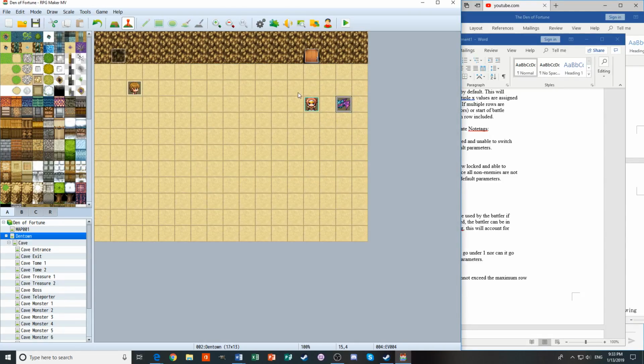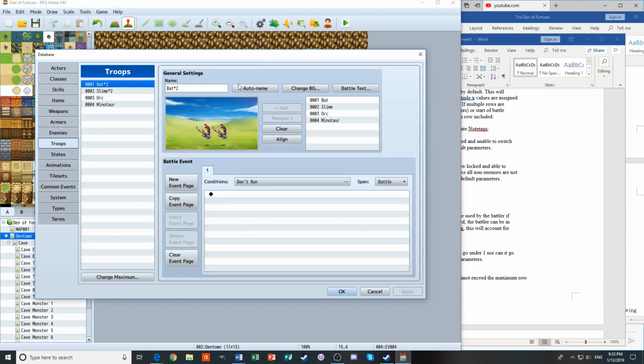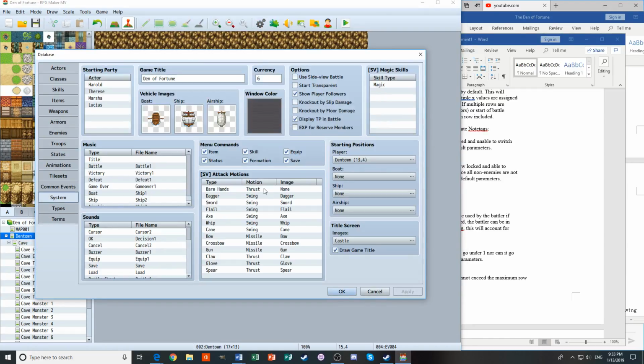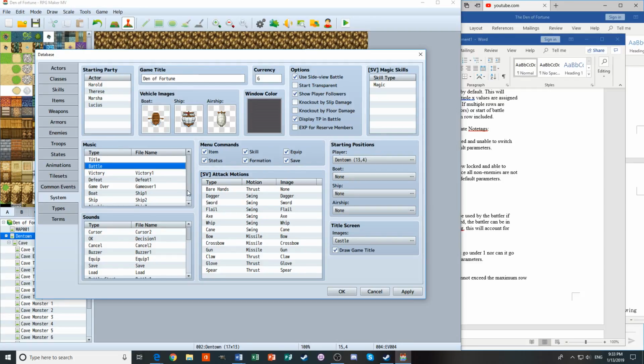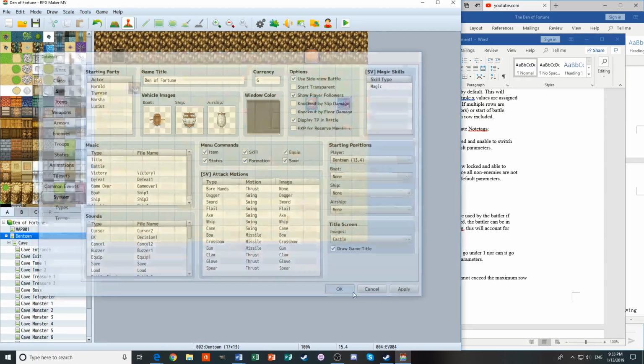Okay. We've discovered a number of issues right off the bat, so it was good that we've done this. System. Side view battle. Right, not enabled by default. Okay, music, battle. Let's just get rid of this for testing purposes. Was there something else? Okay.